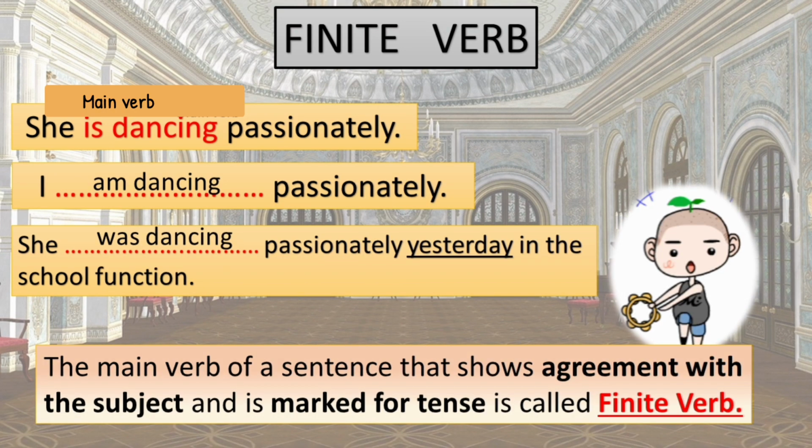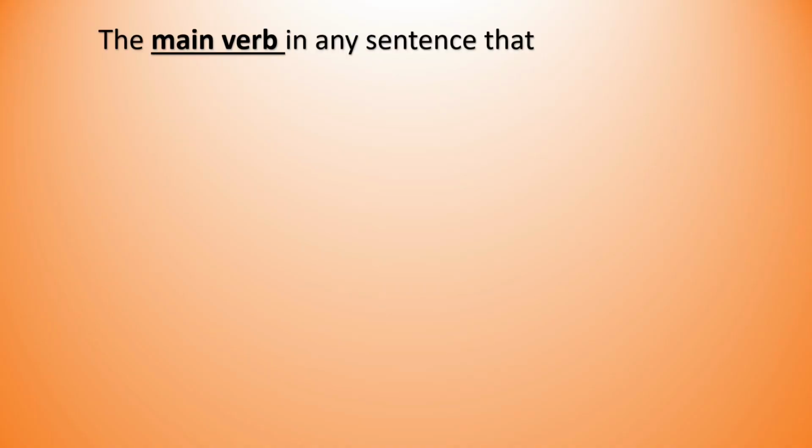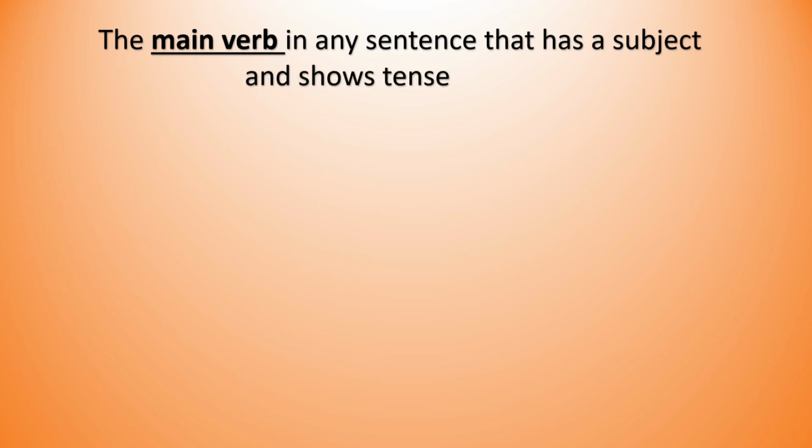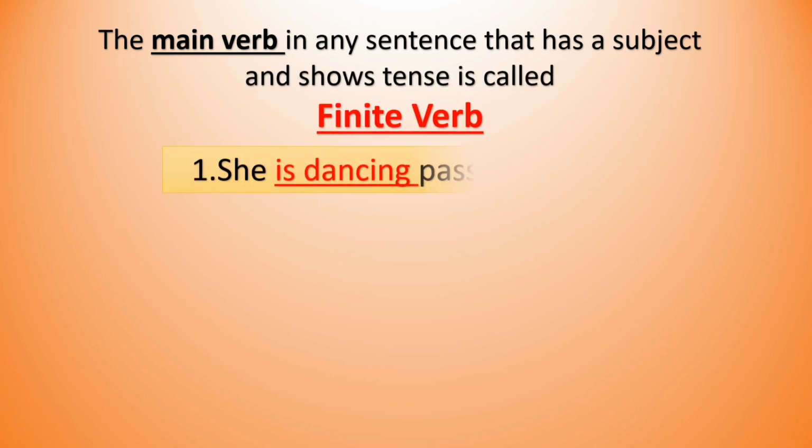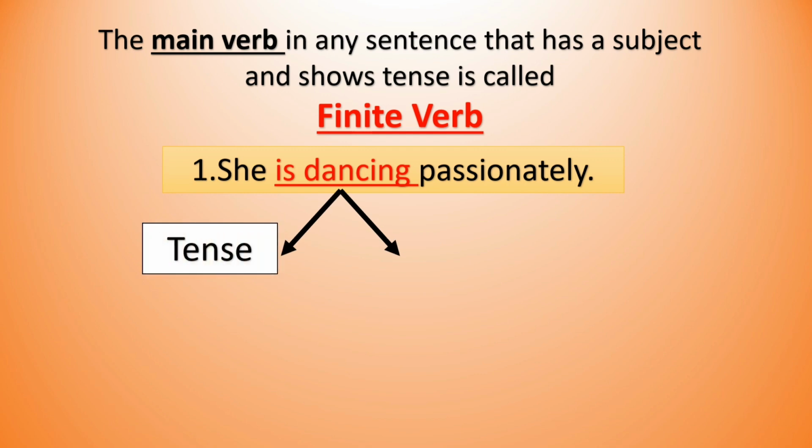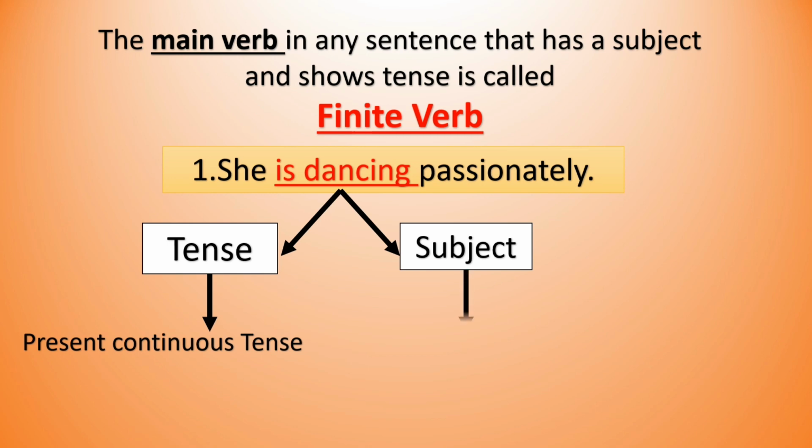So the main verb of a sentence that shows agreement with the subject and is marked for tense is called finite verb. And here this is, the be form of verb is the finite verb. Finite verb is like a superstar of a sentence. It is loaded with all the necessary information to make a complete statement. It shows tense, number, and even person. Now this finite verb is telling me that the tense is present tense and the subject is third person singular.